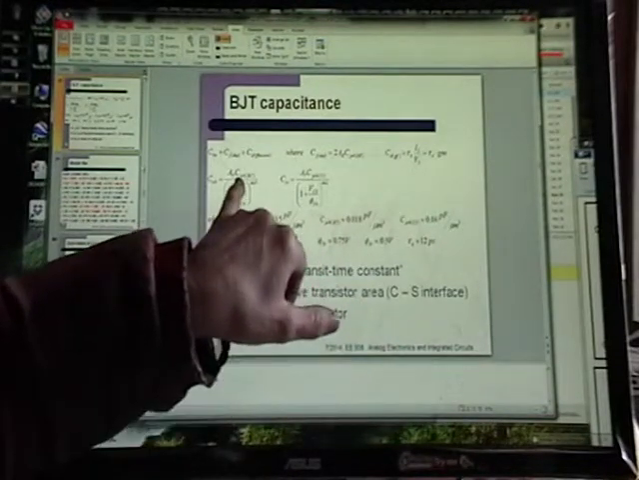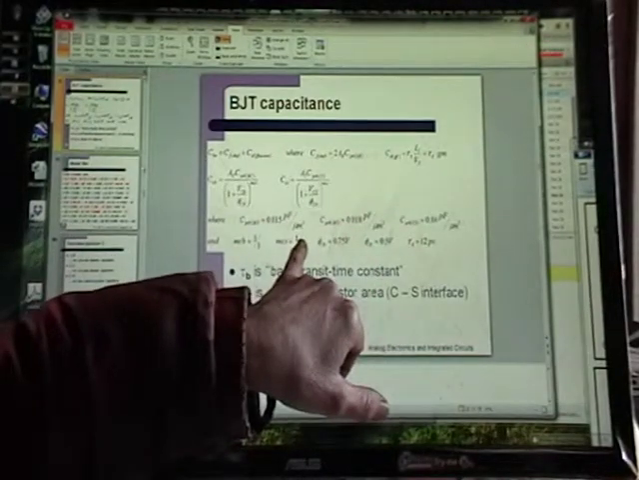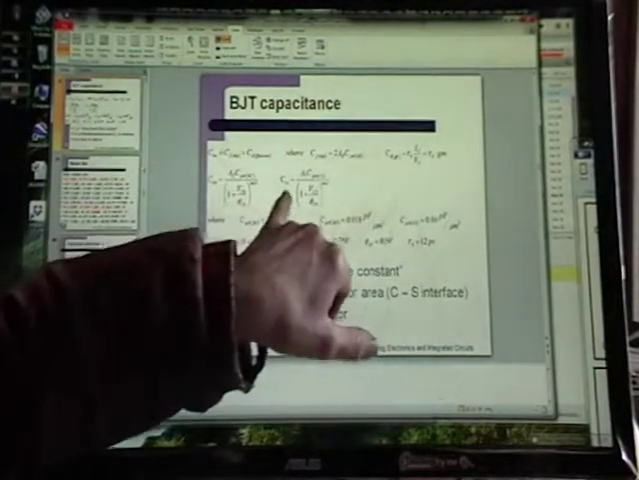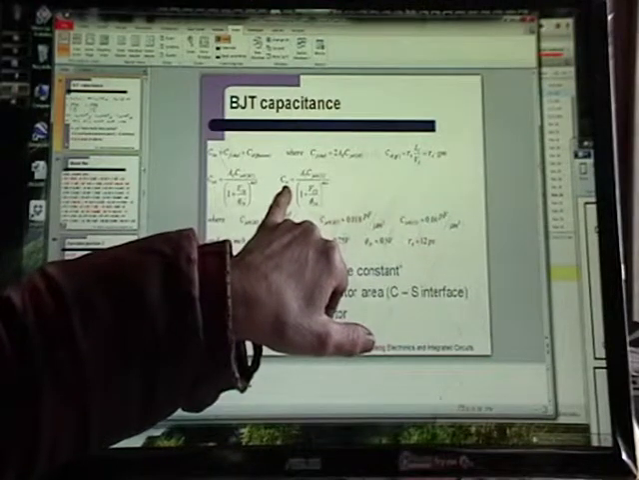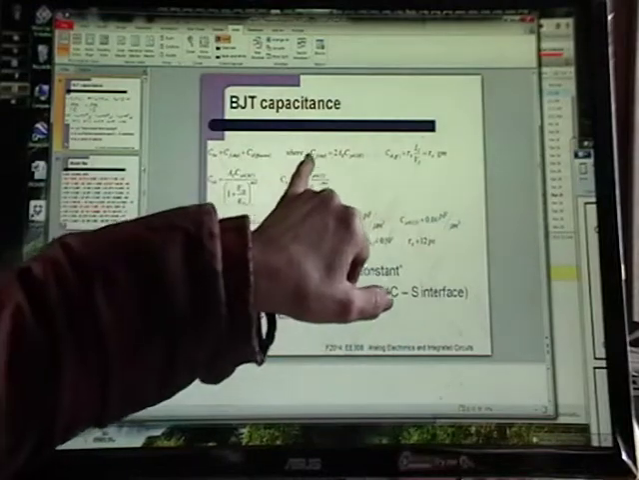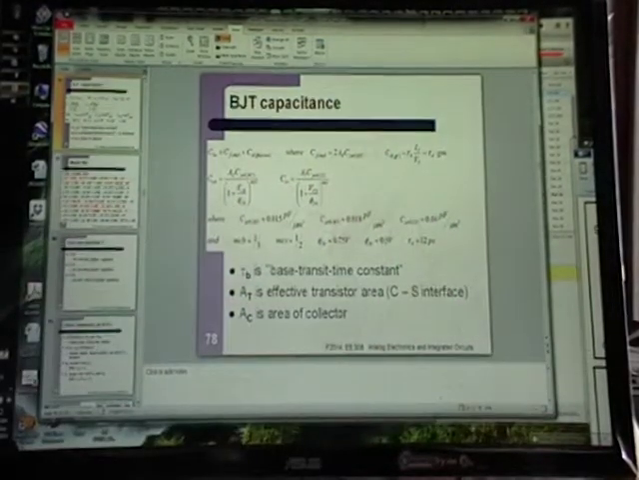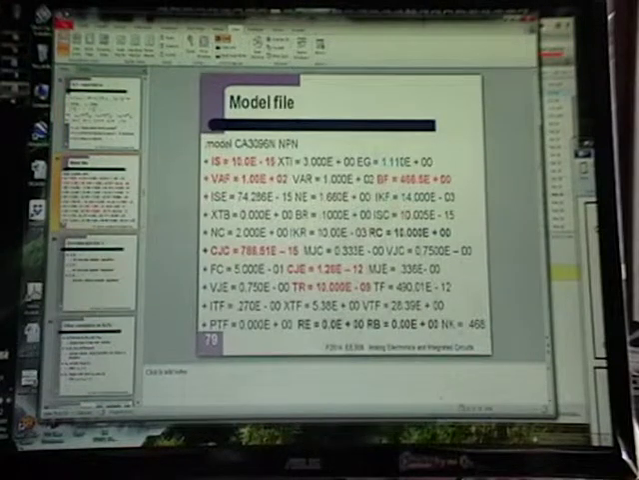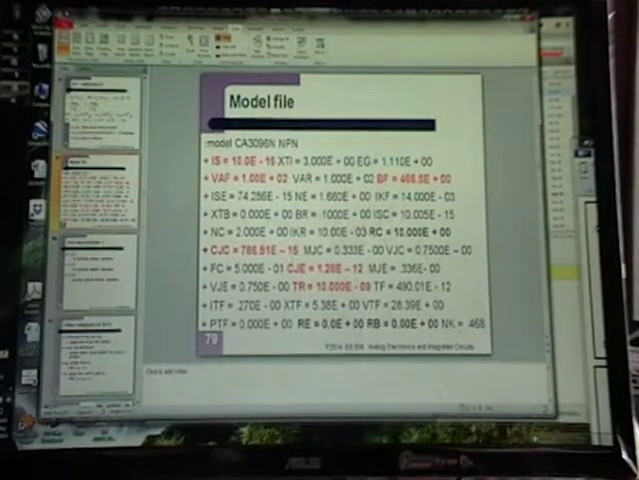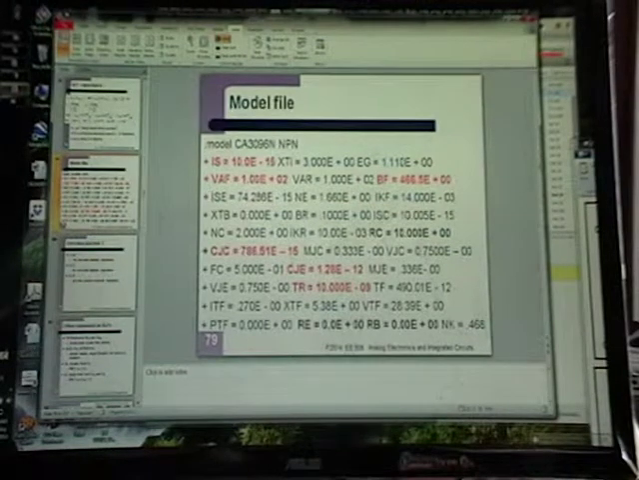Oh, okay. I went for the base. To the base emitter, okay. Anyways, so any missing values in here, you can go over here to the model file and figure them out. And again, do a very approximate calculation of the capacitances between the base emitter, the base collector, and the collector substrate for a BJT.